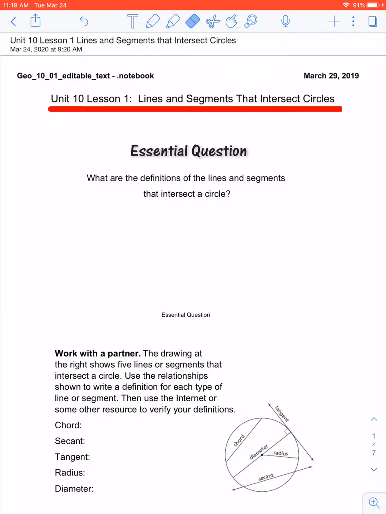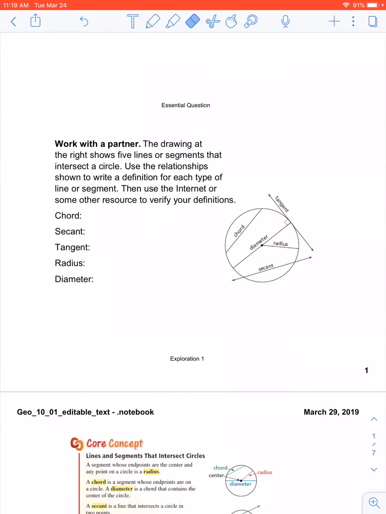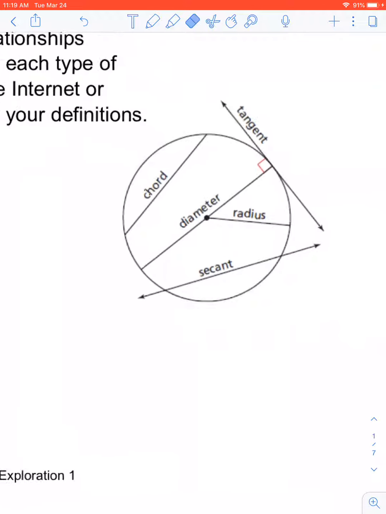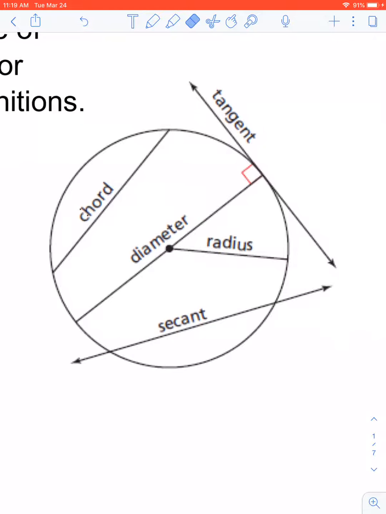We are going to begin a new unit on circles, and our first lesson is going to be about the lines and segments that intersect circles. So the first thing we need to do is talk about the parts of a circle. We have some vocabulary to talk about. So this is all written up in your notes.